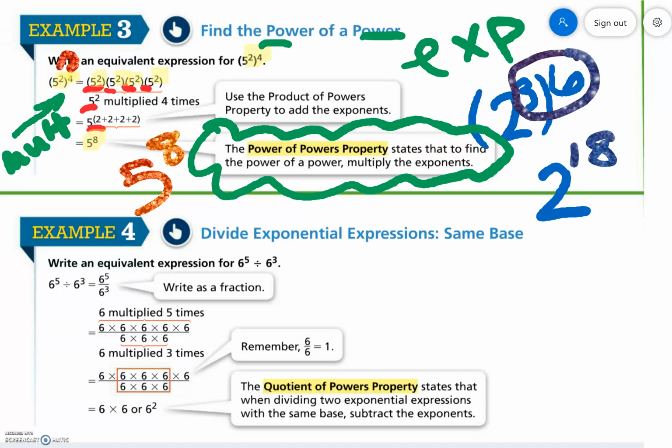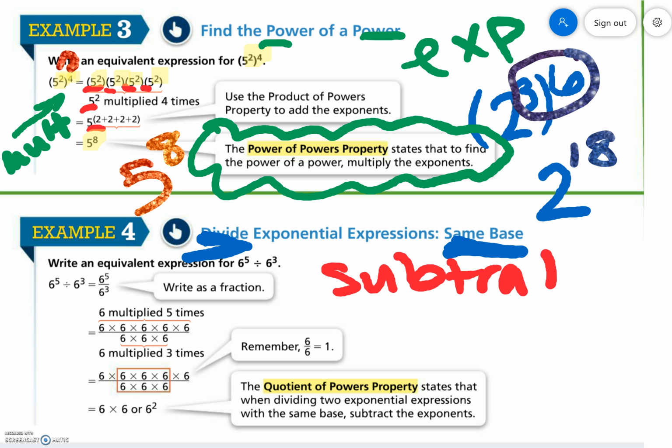Example number 4, divide exponential expressions with the same base. So before we talked about multiplying when we have the same base. Now we divide when we have the same base. When we multiplied with the same base, what did we do with the exponents? We added them. So when we divide with the same base, we're going to do the opposite. So when we divide with the same base, you subtract the exponents.